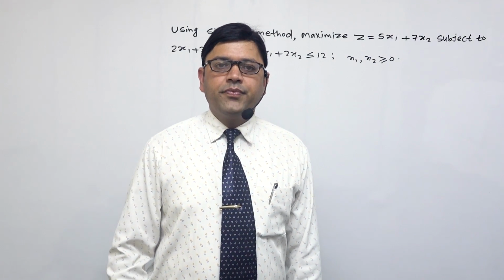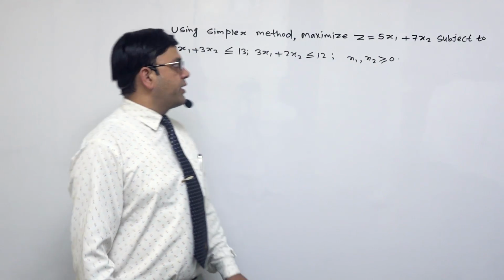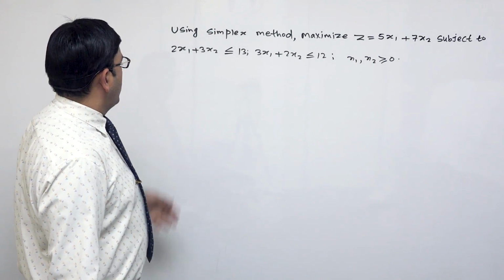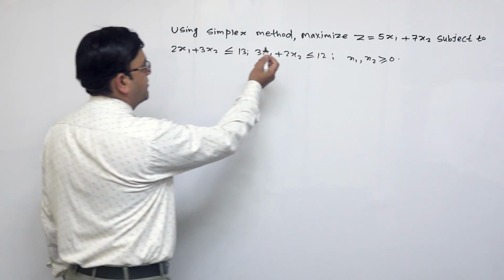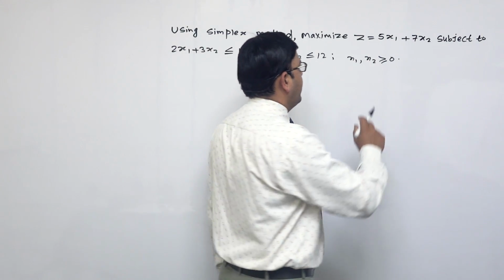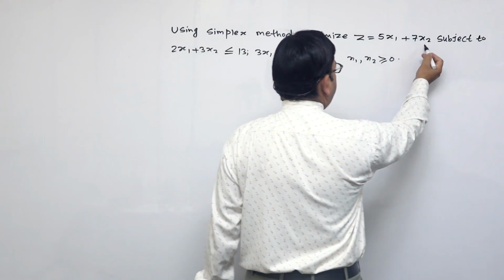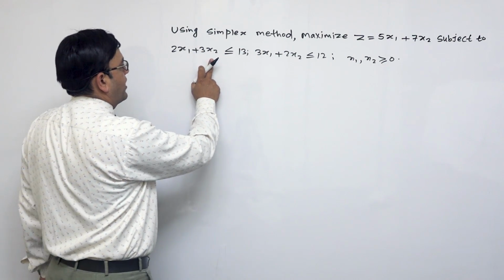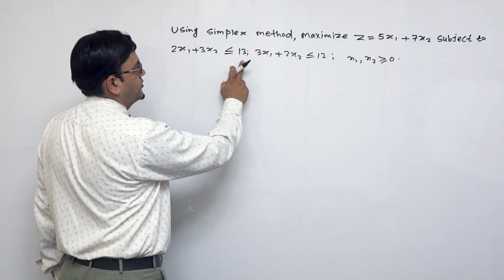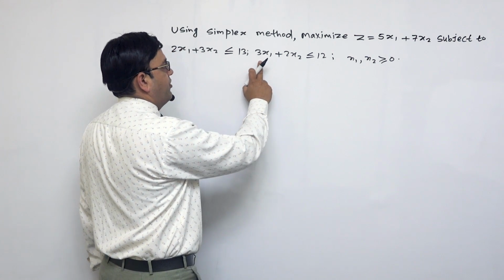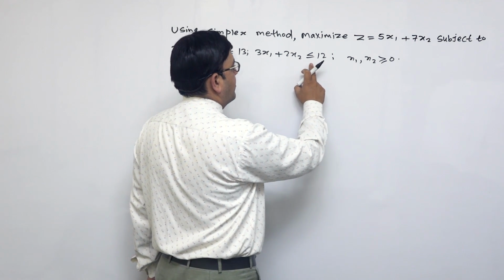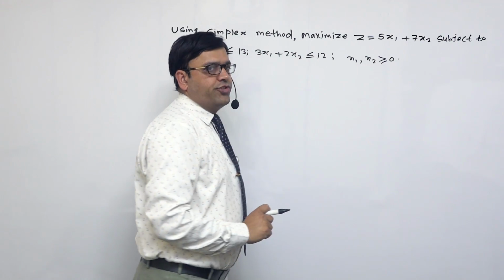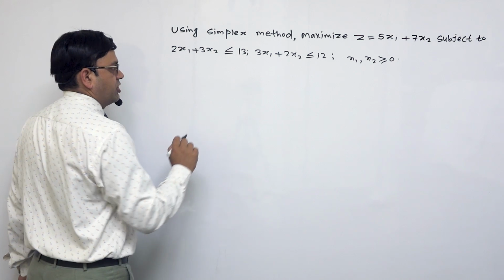Dear students, now we are going to start another linear programming problem. Our question is, using the simplex method, maximize z = 5x1 + 7x2 subject to 2x1 + 3x2 ≤ 13, 3x1 + 2x2 ≤ 12, and x1, x2 ≥ 0. Now, how can we solve this question?